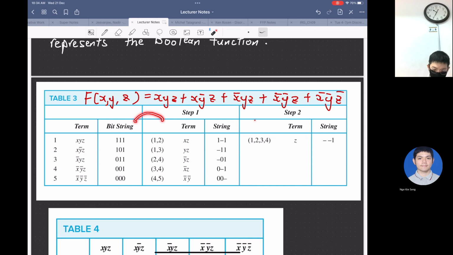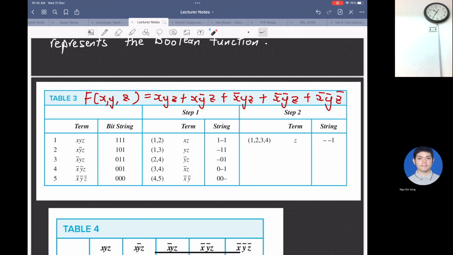Then next, step 1, you combine 2 adjacent cells. For example, you see 1 and 2. 1 and 2 differ by what? Y. Right? So we can combine them and simplify the Y, and the Y becomes a dash, because Y plus Y bar is 1. Make sense or not? Okay. And then you continue searching. For example, 1 and 3. 1 and 3 differ by 1 literal. Where is the 1 literal that they differ? X, correct? So 1 and 3 differ by X. So these 2 can combine and get simplified to YZ. So X disappears, so we put a dash.